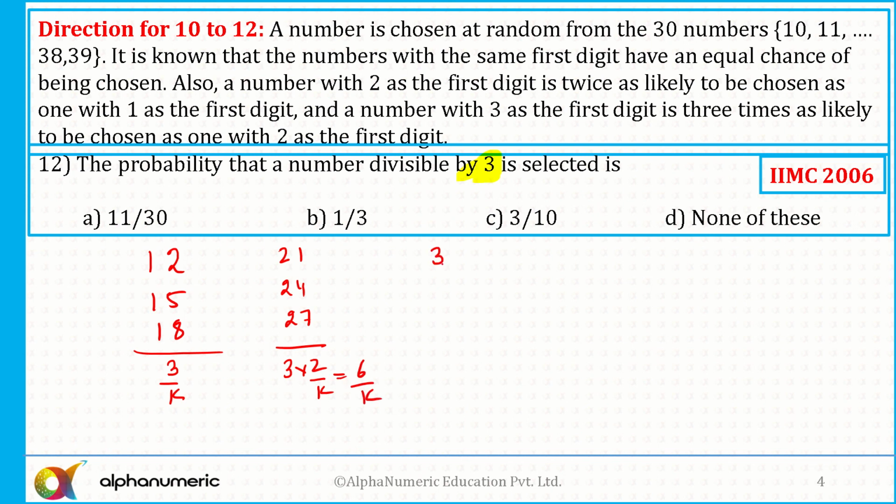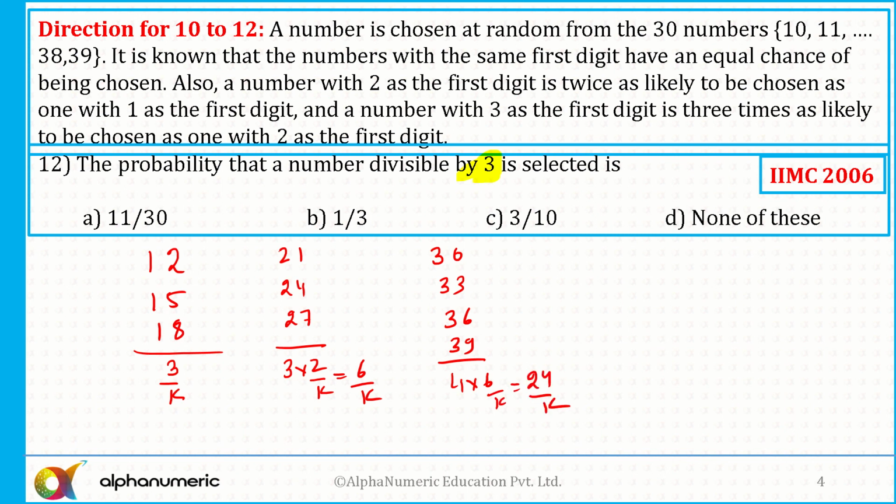Similarly, for numbers starting with 3, that is 30, 33, 36 and 39. So there are four numbers, and for each of them the probability is how much? That is 6 by k. So I can say that is 4 into 6 by k, which is equal to 24 by k.